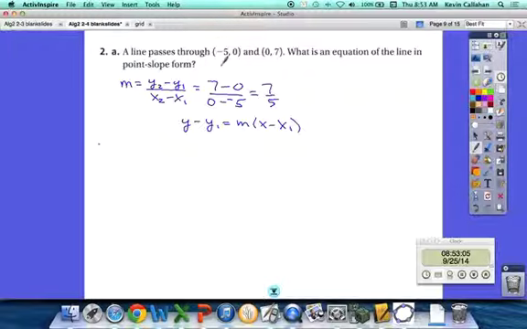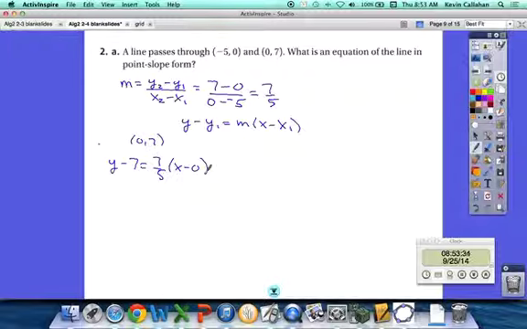Doesn't matter. You can pick either one. Just pick a point. Sometimes you're going to do the one that makes it easier. If you don't like doing those minus and negatives, then use the 0, positive 7. Then you won't have to worry about that. Let's say if I use the 0, 7, I'll do it over here. 0, 7. Then I get y minus 7 equals 7/5 x minus 0.